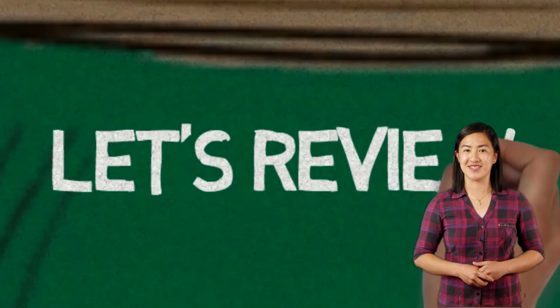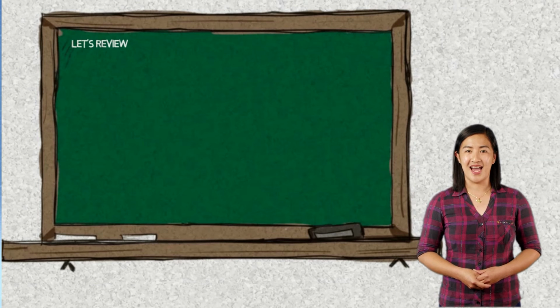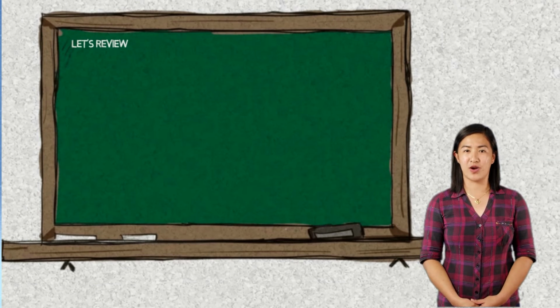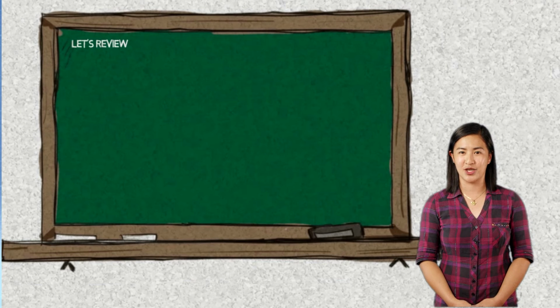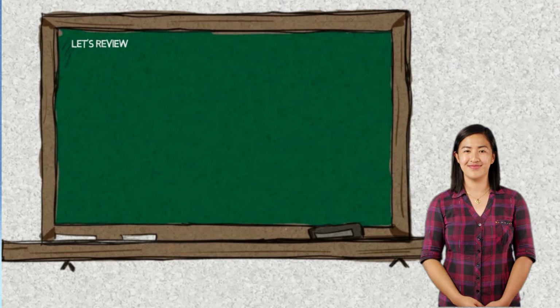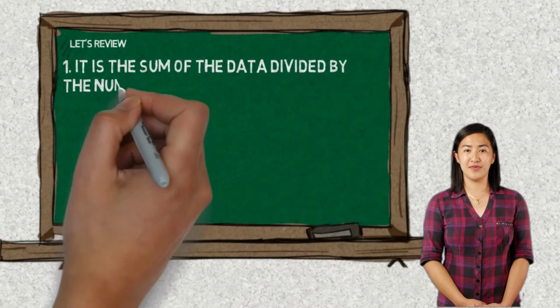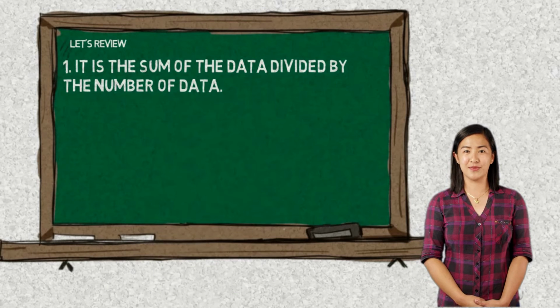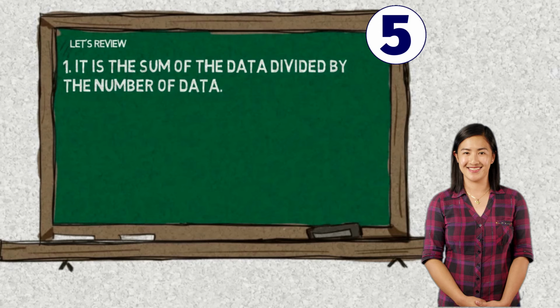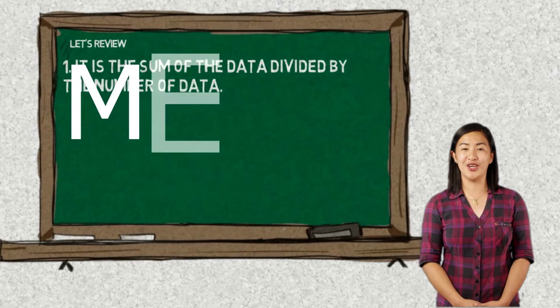Before we start on this lesson, let us have this activity. Identify what is described in the following statements. You are given 5 seconds to answer. First question. It is the sum of the data divided by the number of data. If your answer is mean, you are correct.